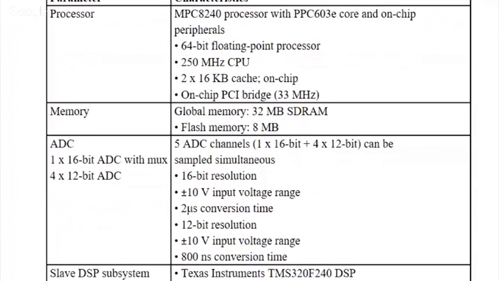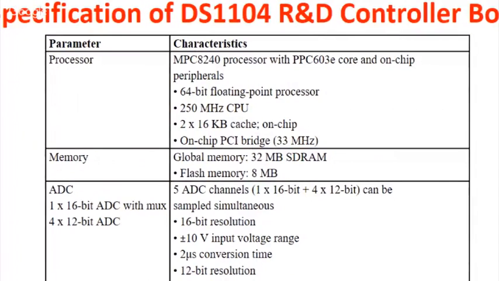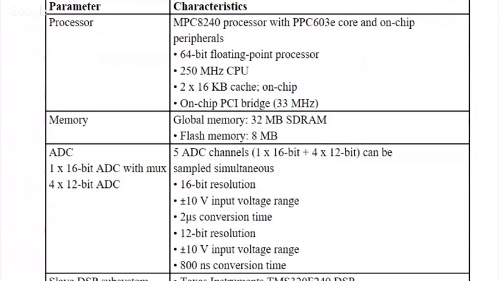One is the master processor, which is seen here, MPC8240 processor, which is a 64-bit floating point processor, and its speed is 250 megahertz. So 250, you can just imagine, very high switching frequency. For power electronics applications, this is very good. 250 megahertz CPU is there.